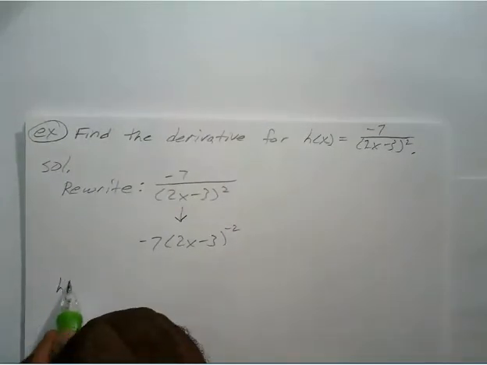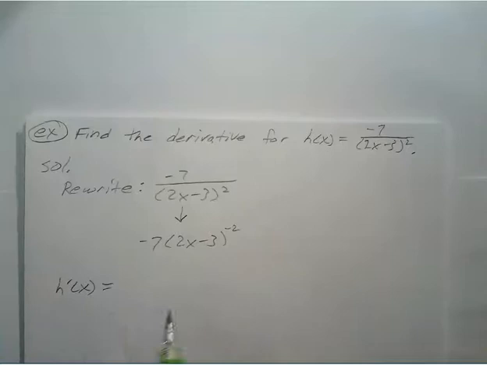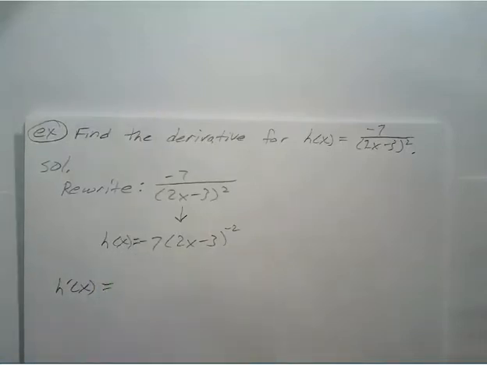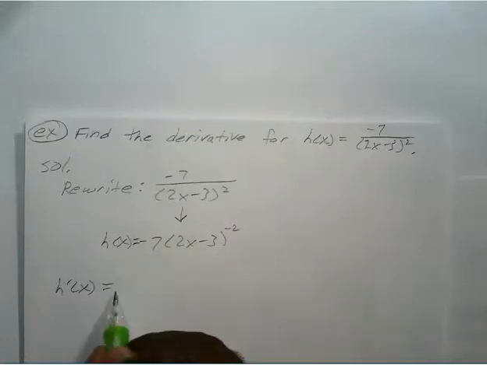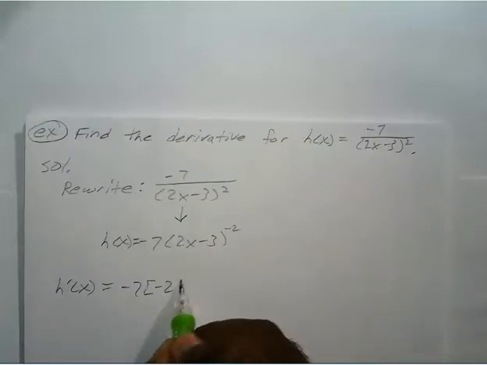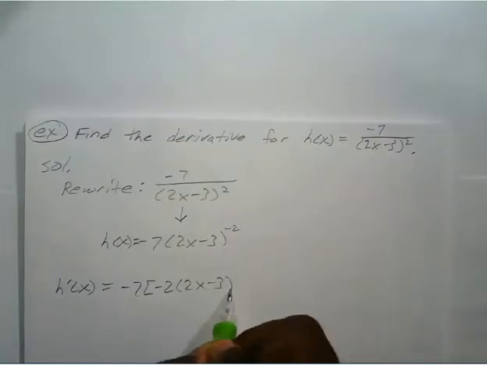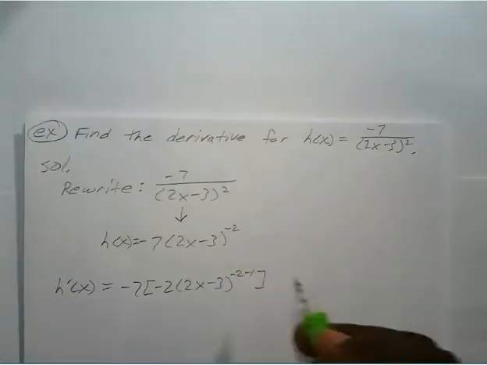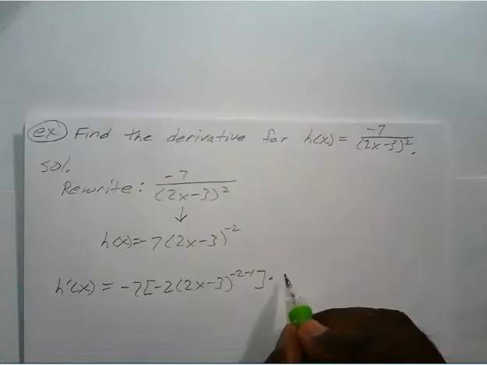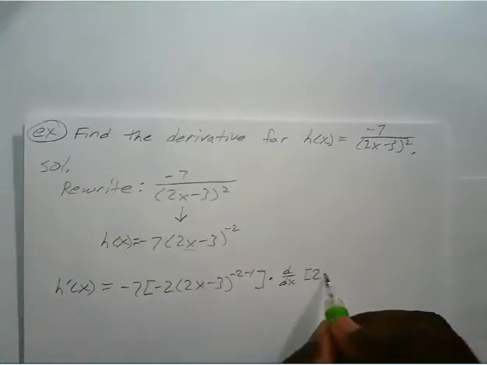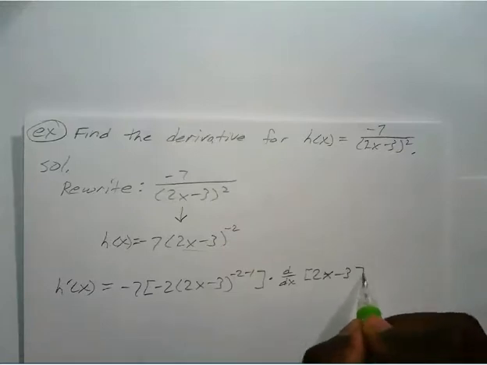Okay, so our derivative, our h prime of x, is equal to, this is our h of x. We take the derivative of the entire thing, so we bring down the negative 2. So we have negative 7 times negative 2 times 2x minus 3. And we subtract 1 from there. Times the derivative of what's inside, 2x minus 3.